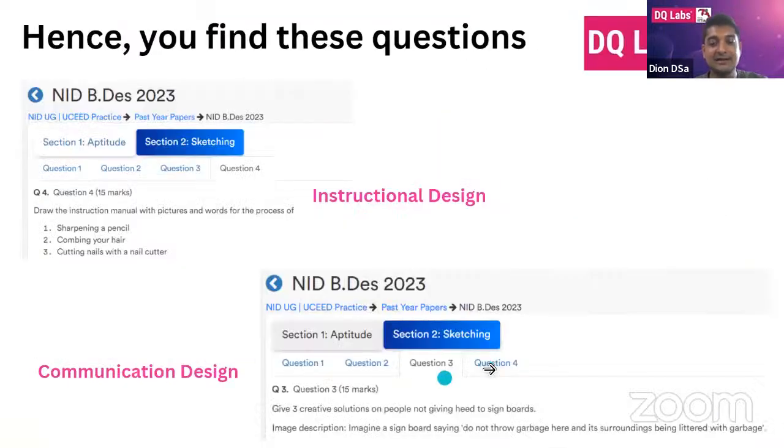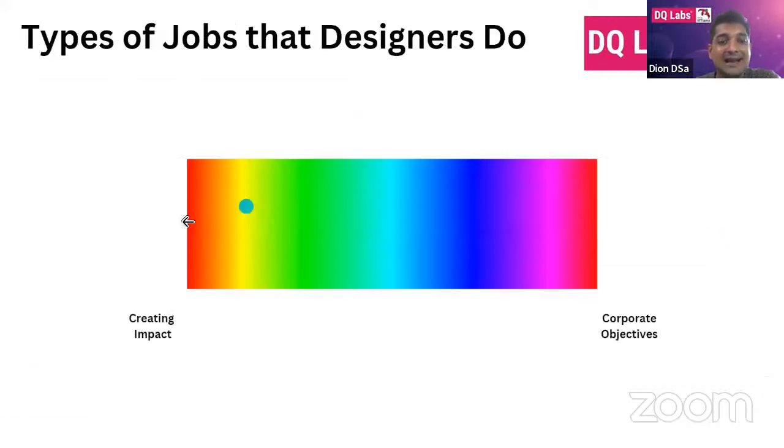All right. I didn't realize that I'd paused my screen. Okay. I hope my screen is visible. So we're looking at the jobs that designers do as a spectrum and not as silos. All right. So let's understand this better.